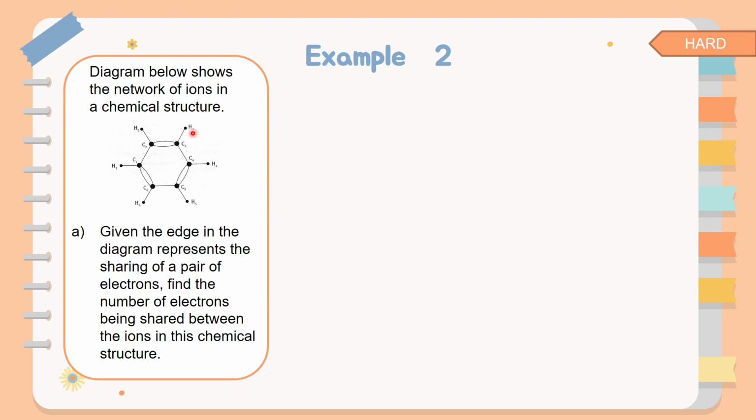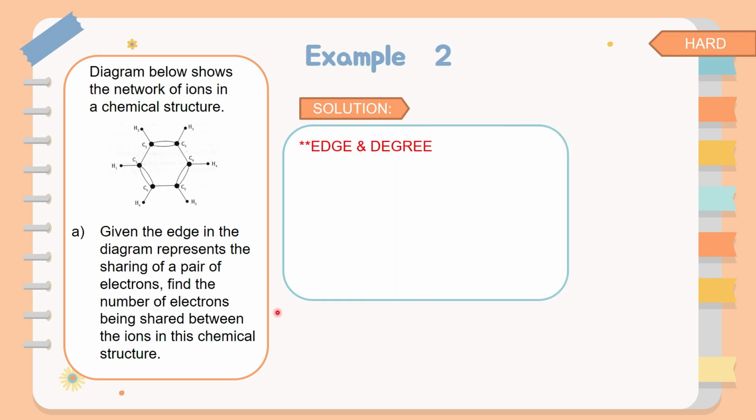So there are 15 sharings, each the sharing of a pair of electrons. The question says to find the number of electrons being shared between the ions in this chemical. To solve this question, here is the tip: we must know what the H is and what the degree is. We already learned about the degree.